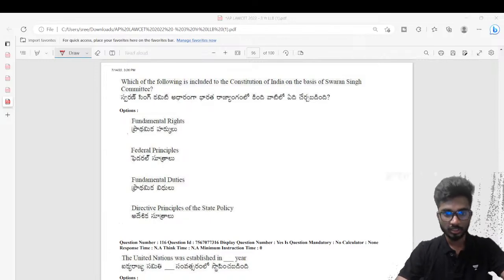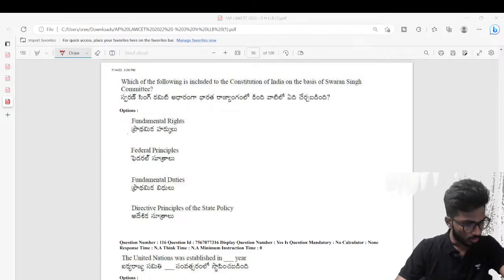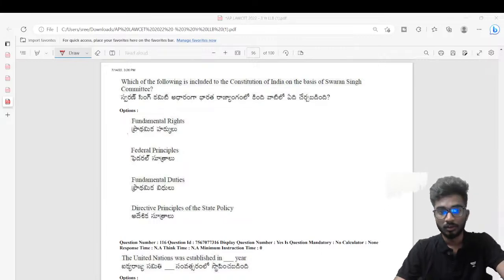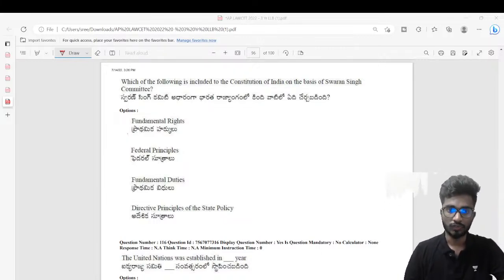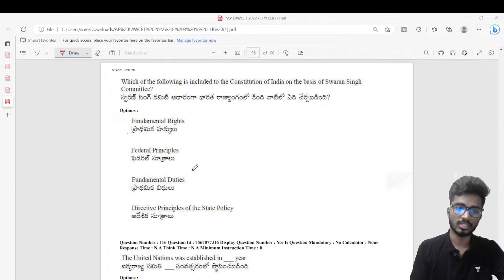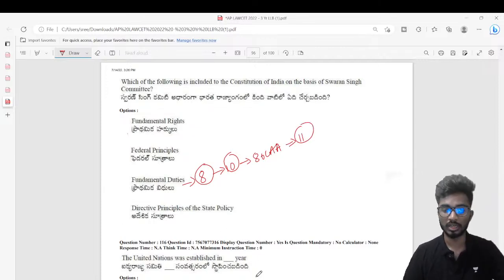So the answer is, oh, what is this? Okay, yeah, fundamental duties. So fundamental duties were placed on the recommendations of Swaran Singh Committee. Swaran Singh Committee recommended 8 fundamental duties, but Parliament has enacted 10 fundamental duties, and by enacting the 86th Constitutional Amendment Act of 2002, we have added one more fundamental duty. So the total number of fundamental duties is 11.